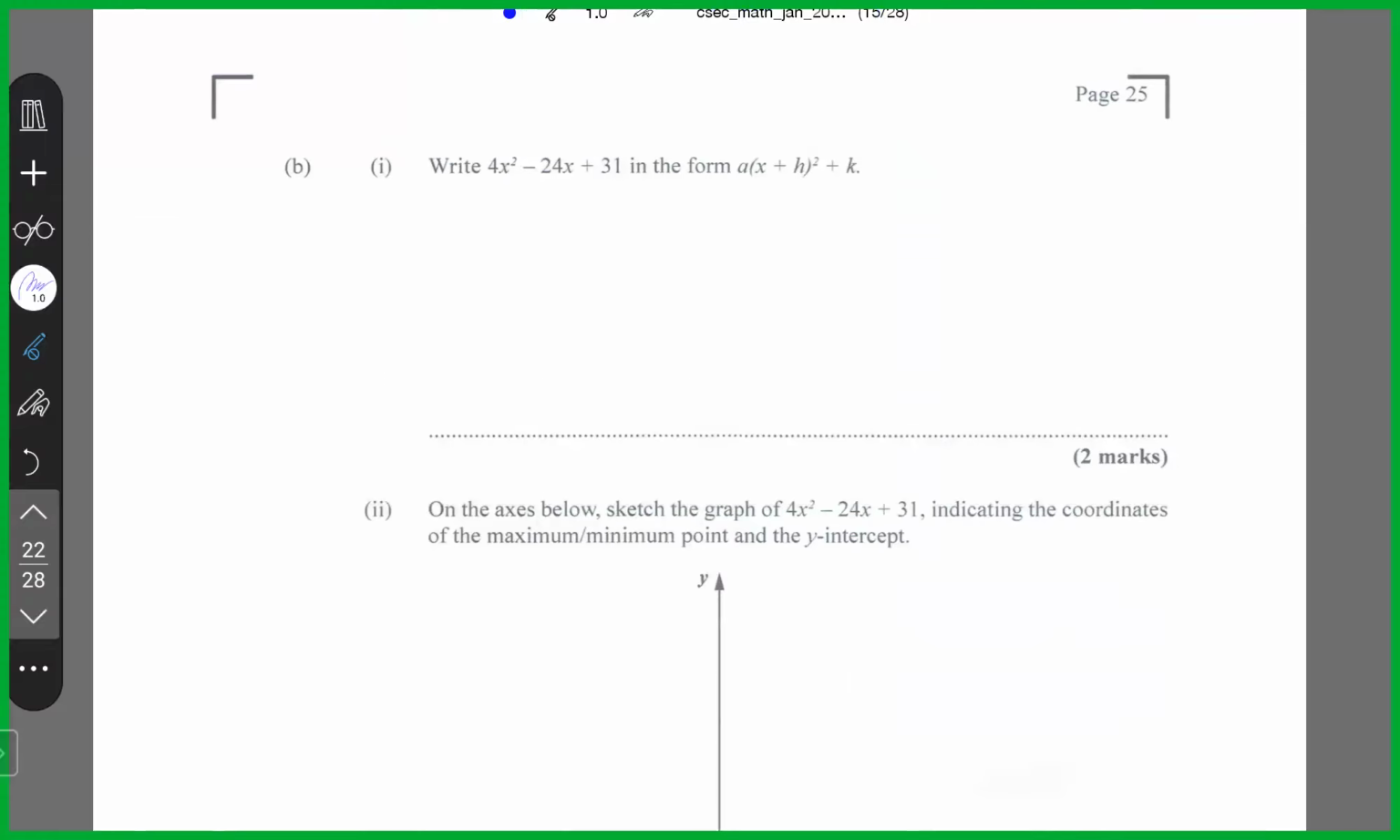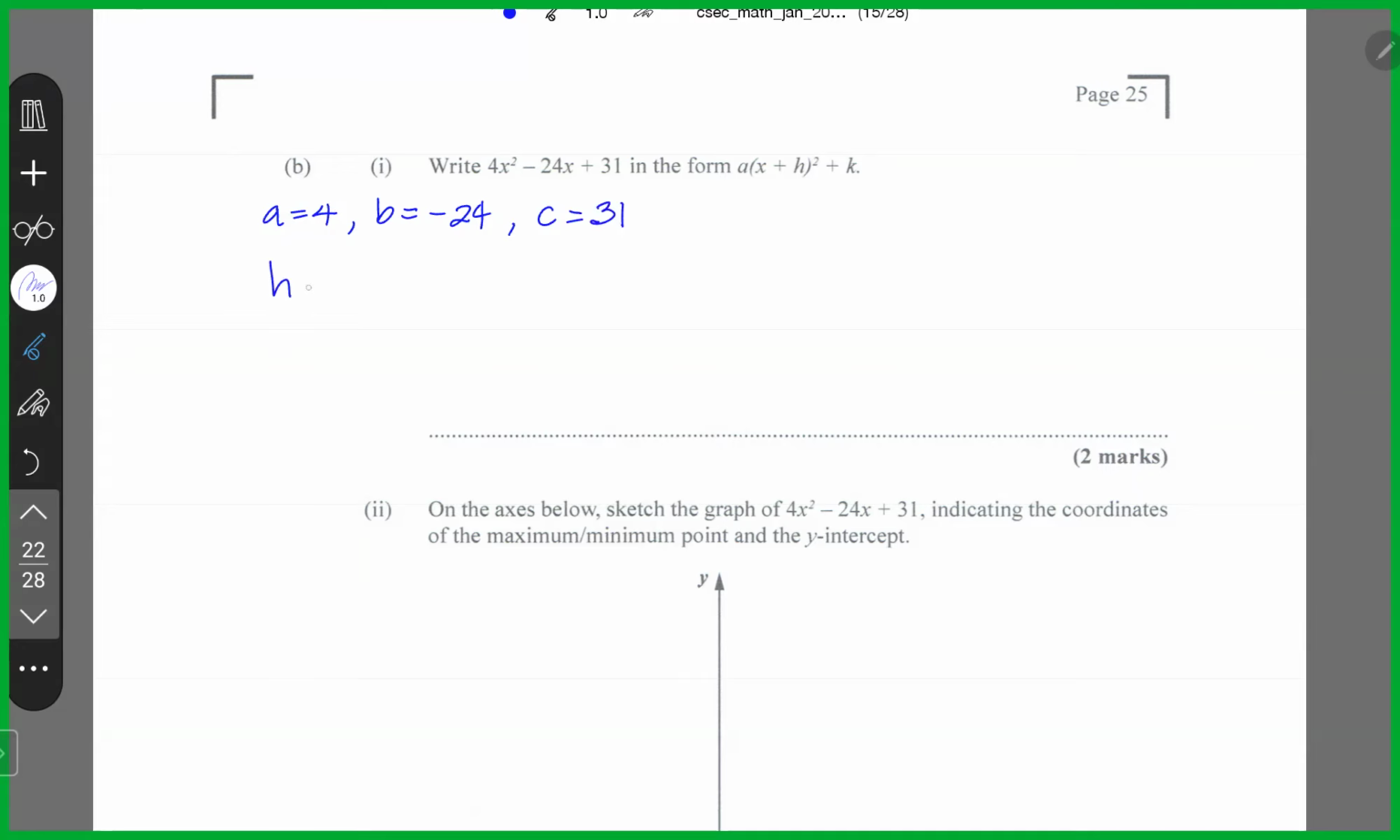Next, we're asked to write, finally, this is completing the square. We're asked to write 4x squared minus 24x plus 31 in the form a into x plus h squared plus k. So we're going to use a formula approach. Well, first of all, A is 4, B is minus 24, and C is 31.